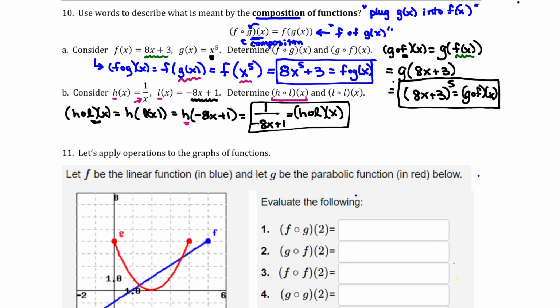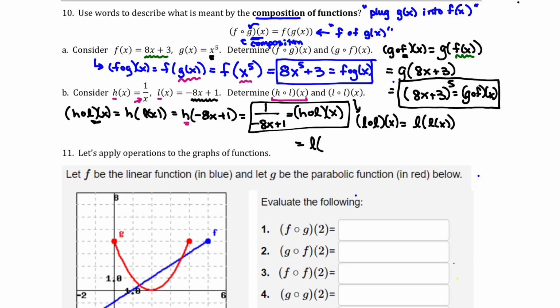Beautiful, beautiful. Let's do L composed with L of X. Now this one's a little trickier, and the reason is because we're composing a function with itself. In other words, we're plugging the function L into L. Well, let's see. What does that translate down to?